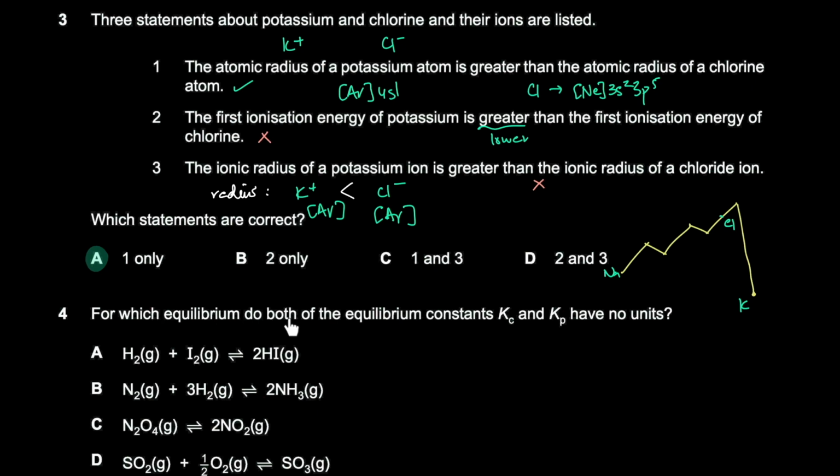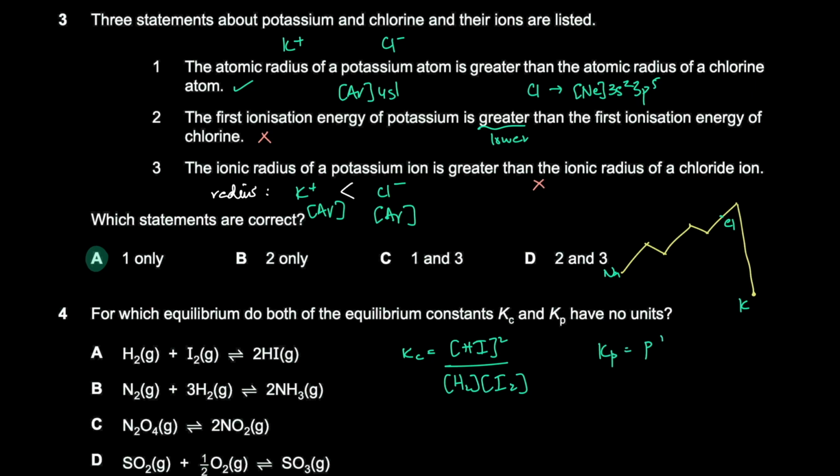For which equilibrium do both of the equilibrium constants Kc and Kp have no units? For that, the answer would just be A. For Kc, we have to look at the concentration of the products, squared in this case because HI is to the power of 2, that's the stoichiometric coefficient, divided by hydrogen times iodine to the power of 1, because that's the stoichiometric coefficient here. So we have concentration squared in the numerator, and concentration times concentration in the denominator. So Kc is unitless.